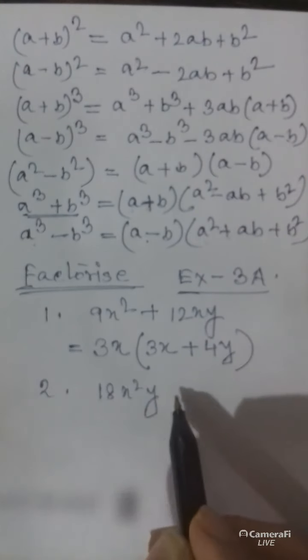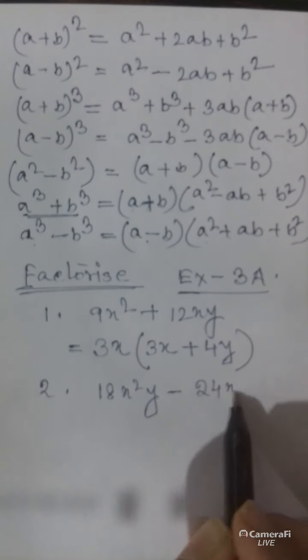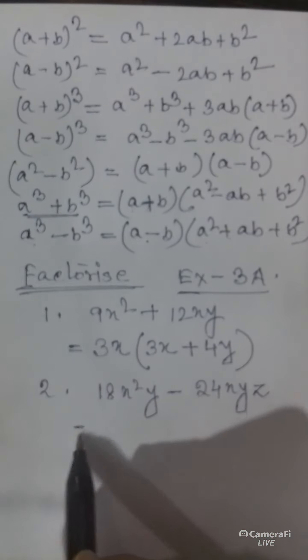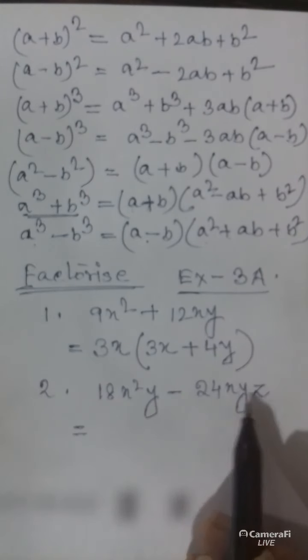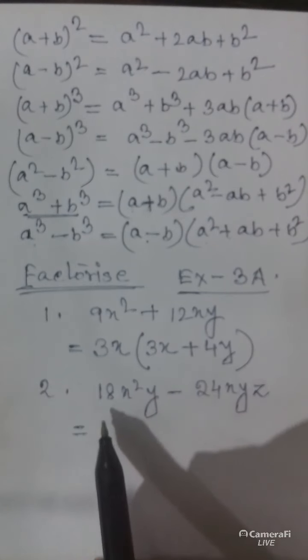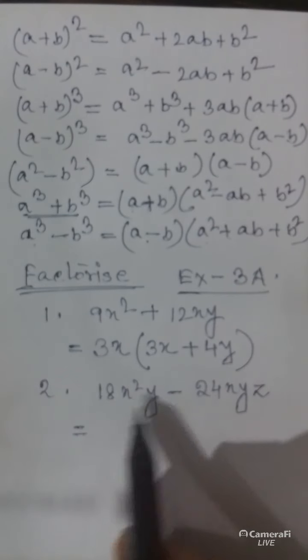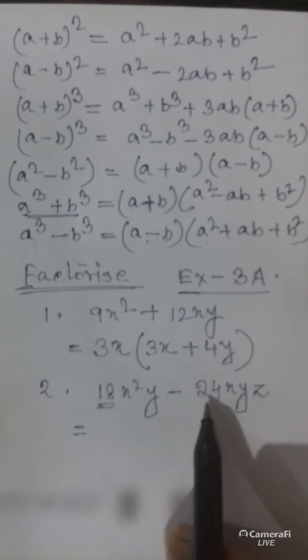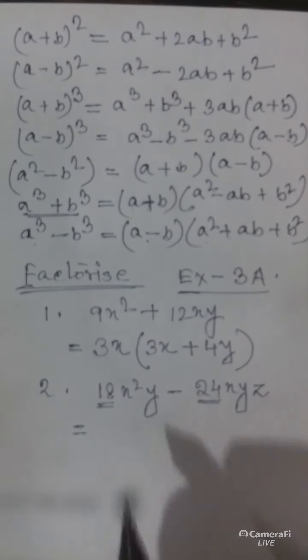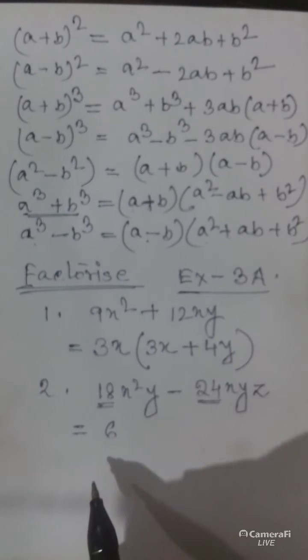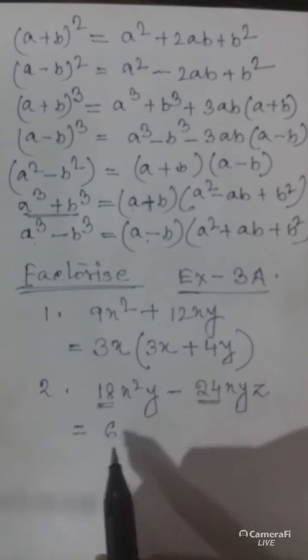18x square y minus 24xyz. See the terms 18x square y and 24xyz. The constant term is 18, here 18 and here 24. So what is common between 18 and 24? Which number is common? It means the HCF of 18 and 24. The HCF of 18 and 24 is 6.